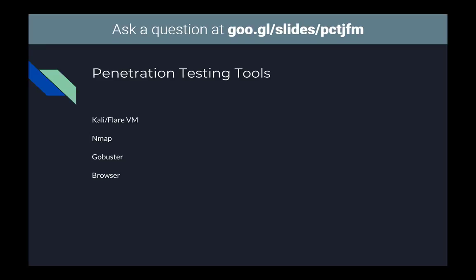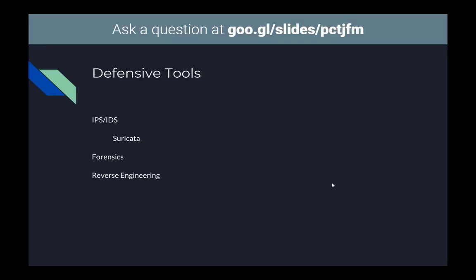So here's the red side, some of the tools here. And again, we have defensive tools, blue side, right? So again, with the IPS and IDS tools for logging, there's Suricata, which is used for that, right? You're logging the information: where IPs are coming from, what they're trying to access, whether you let them through or not, things like that. Then there's forensics, even.